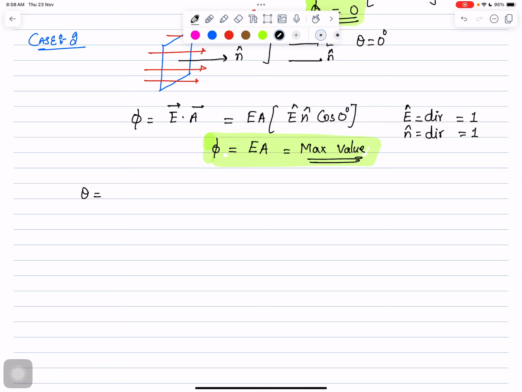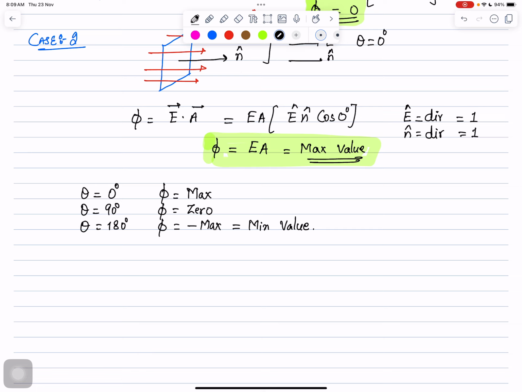Whenever your theta is 0 degree, flux is maximum. Whenever your theta is 90 degree, flux is 0. And whenever your theta is 180 degree, flux is minimum, or you can say the negative maximum, which is equal to the minimum value. Clear, guys?